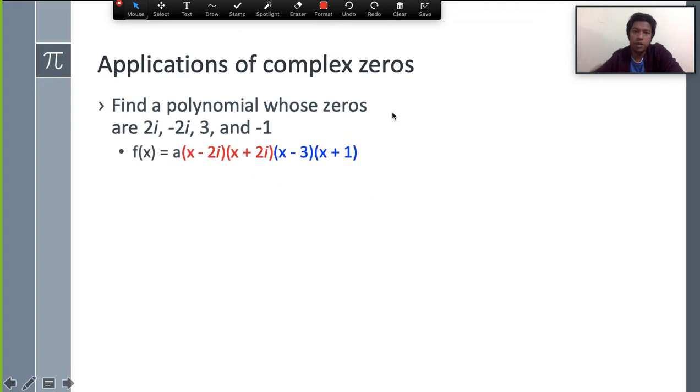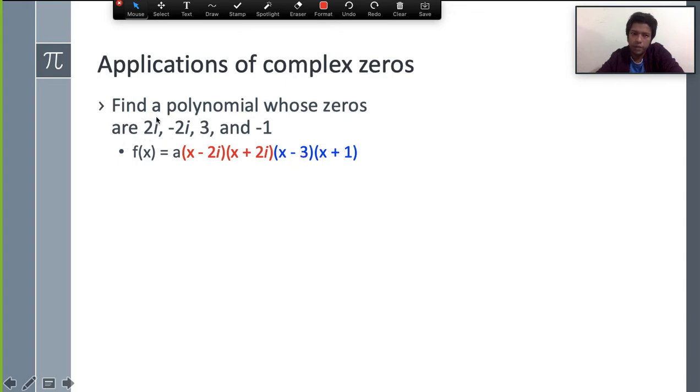Find a polynomial whose zeros are these. This is also a very useful concept. See how it works. In this case, the zeros are given: 2i, minus 2i, 3, and minus 1. They are the zeros. So what is the question? Only the answer is given here. So this is how we can make the question.